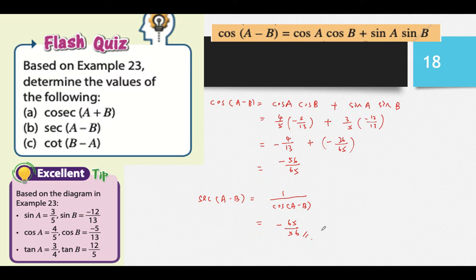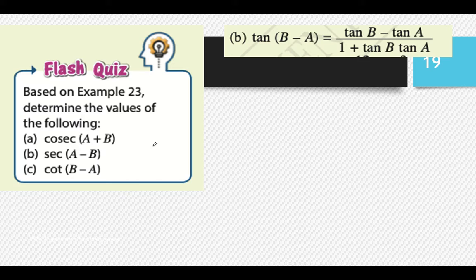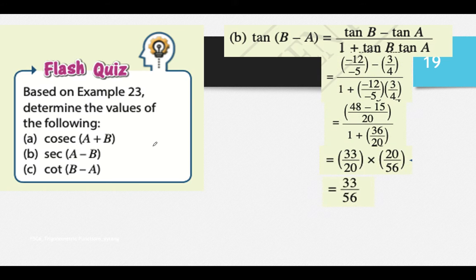So I believe you know how to do the cotangent, right? Cotangent is 1 over tangent. So we find back the answer just now, the tangent. So now cotangent B minus A just follows 1 over tangent B minus A. So the answer will be the inverse of it. Finish the quiz. You may do this in your book.